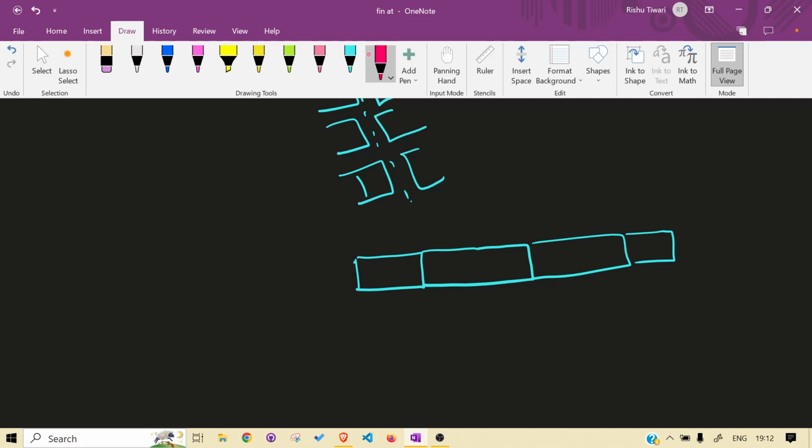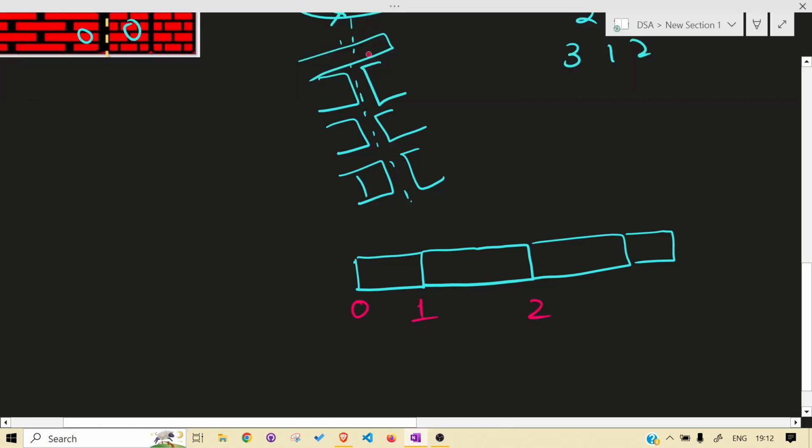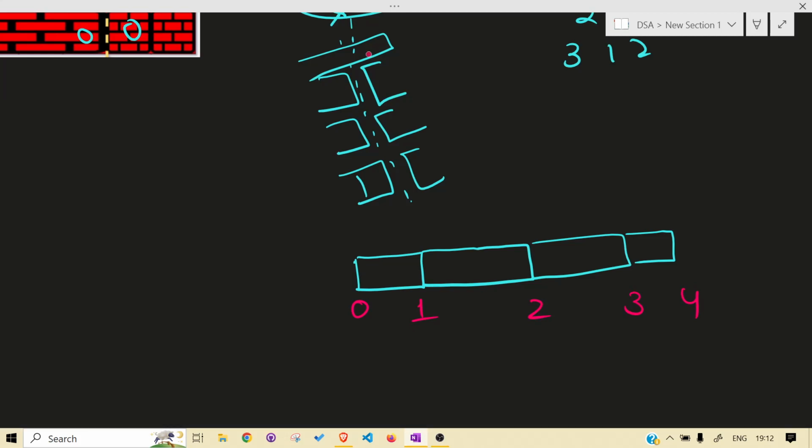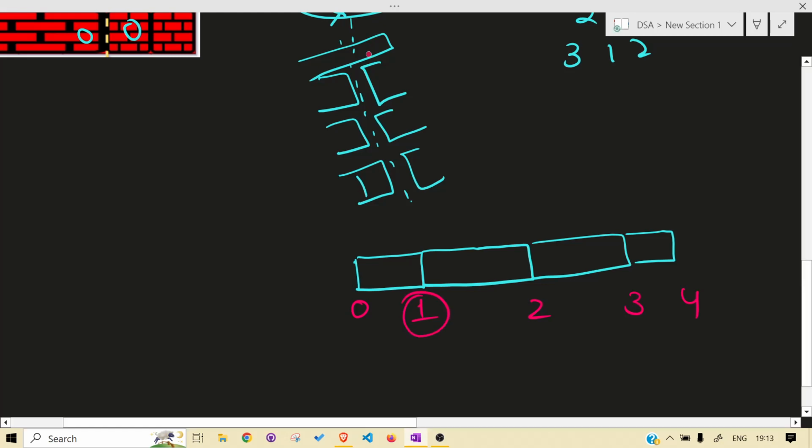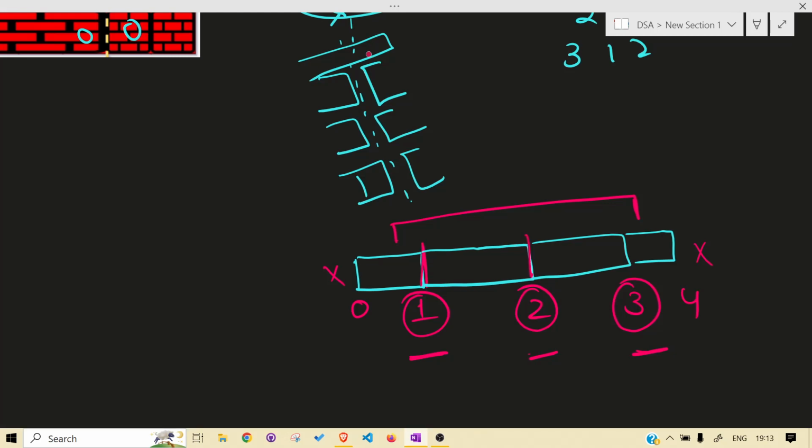Now, 0 1 2 3 4. Did it strike something? We have our edge at 1, we have an edge at 2, we have an edge at 3. We are not counting the two outer ends, only these edges. We have the meeting point of two bricks at 1, 2, 3. Isn't it what we required, that we want this joint?